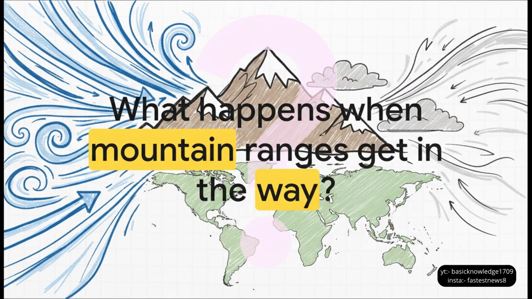This global circulation is the master architect of our planet's biomes. But it's not the only force at play. It begs the question, what happens to this perfect system when a massive obstacle, like a mountain range, gets in the way? That, however, is a story for another time.